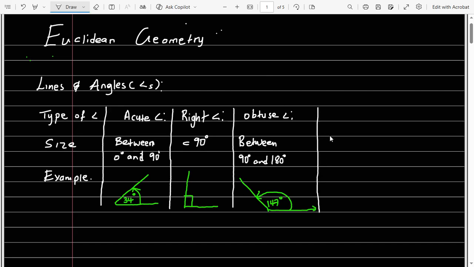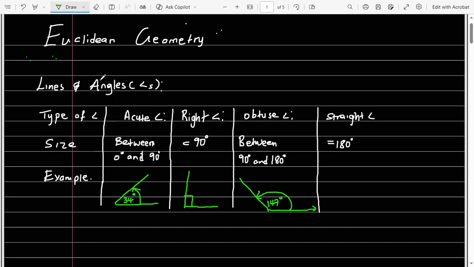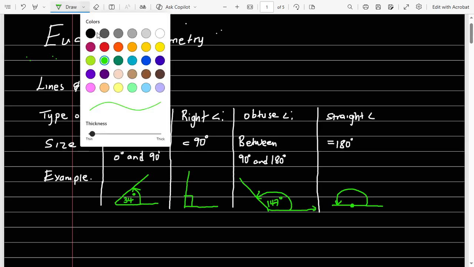Another one that we need to discuss is what we call a straight angle. A straight angle is equal to 180 degrees. It's an angle on a straight line. If you have multiple angles on a straight line, when you add them, you should get 180. An example will look like this. If I have an angle like this at that point, that angle should be 180. The sum of angles on a straight line should be 180.